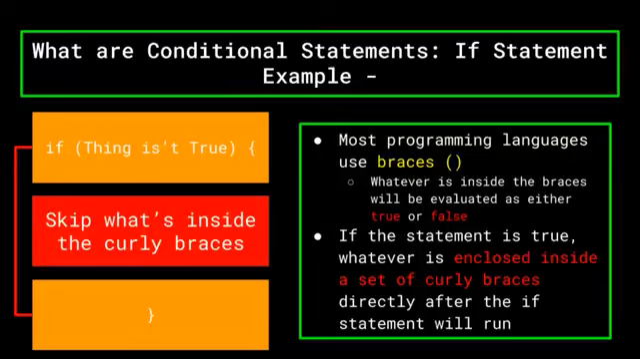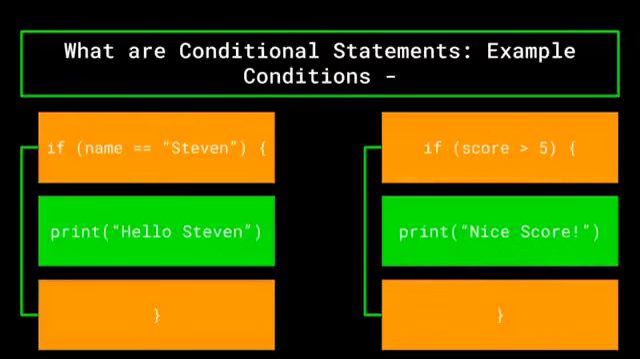A quick note is that while this is the case with most programming languages, some, like Python, use colons and whitespace to determine where a piece of code starts and ends, but for the sake of this series, we'll be using curly braces.